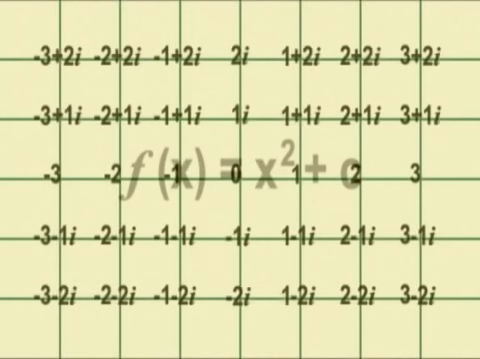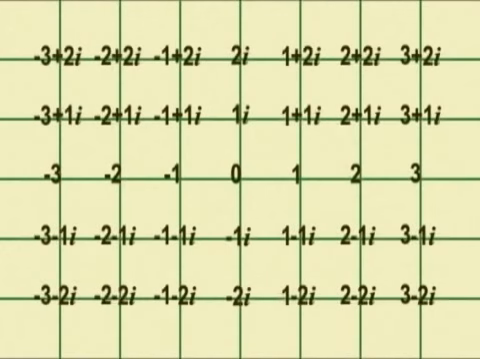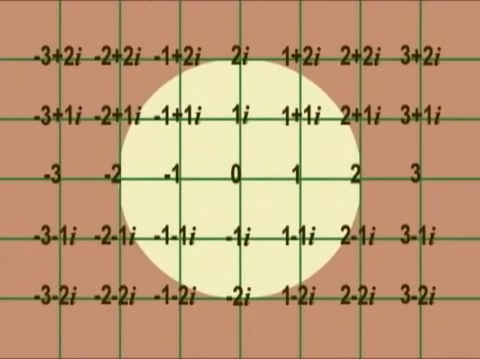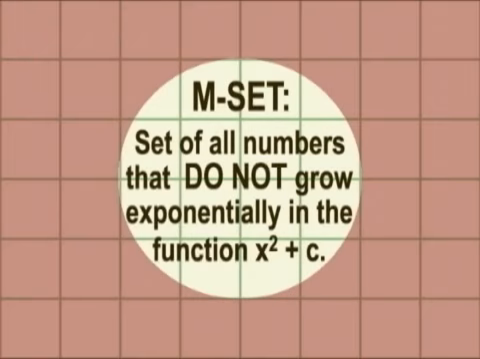Let's look at the complex plane again. Just as any real number less than -2 or greater than +1 will grow exponentially in the function, so will any complex number outside a circle of radius 2 centered on the complex plane. The Mandelbrot set is technically defined as the set of all numbers that do not grow exponentially in the iterated function x squared plus c, and they're typically represented by the color black.